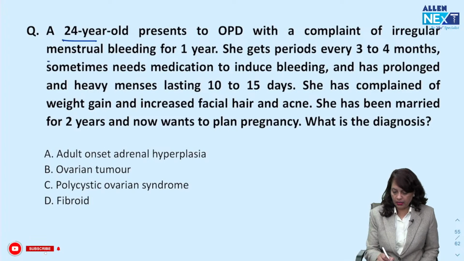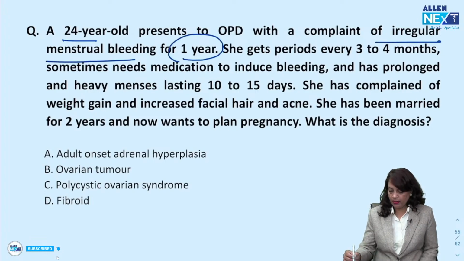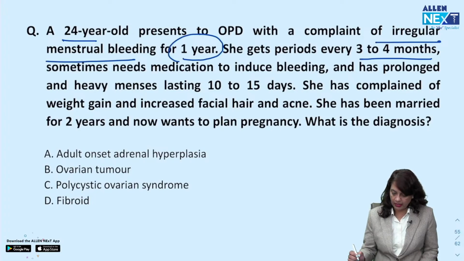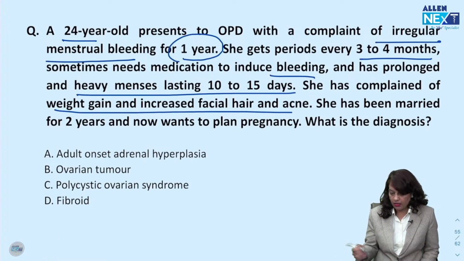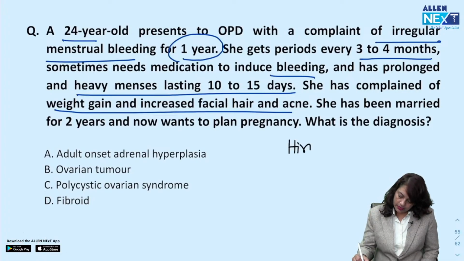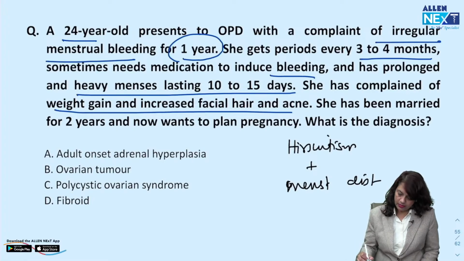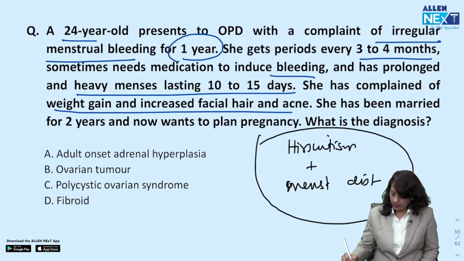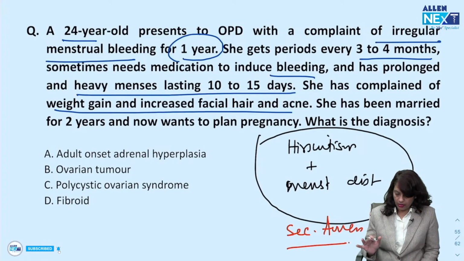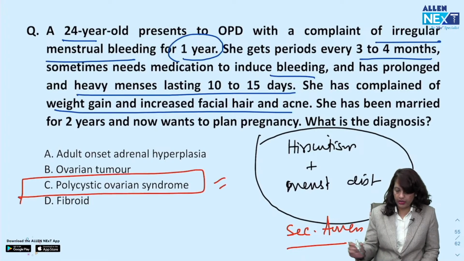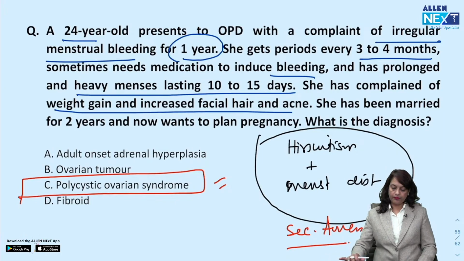A 24-year-old female presents with complaints of irregular vaginal bleeding for 1 year. She got her periods 3 to 4 months back. She needs medication to induce bleeding, and she has prolonged heavy cycles for 10 to 15 days. She has weight gain, facial hair, that is hirsutism, plus menstrual disturbance. Plus she keeps on developing secondary amenorrhea. So this is a case of polycystic ovarian disease unless proved otherwise.